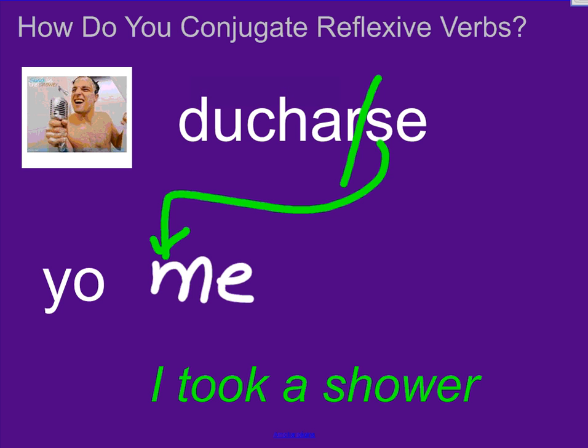The second step is to take the remaining stem after we take the se off and count the last two letters from the end. Uno, dos. Take those letters and we get rid of them. So now we're left with this stem here. We're going to use the stem just like we do normally. So now we have yo, me, duch.